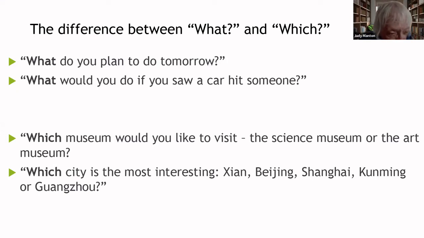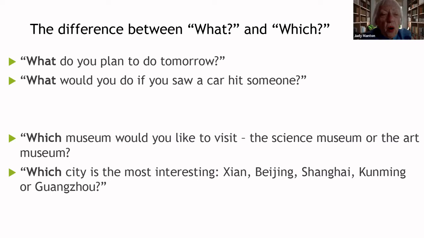Now, the difference between what and which. Many native speakers of English confuse the use of what and which. Which is used when talking about several places or several objects. Which of several, which of many. Okay, here's what.